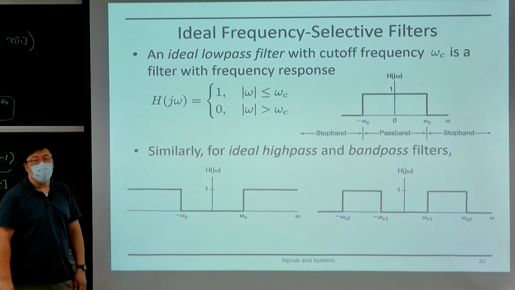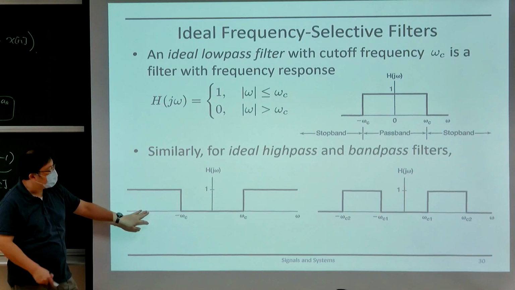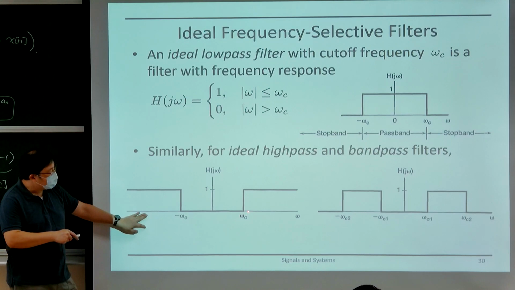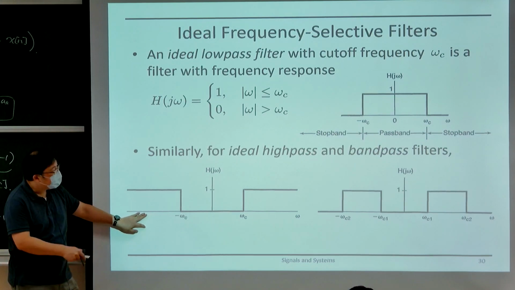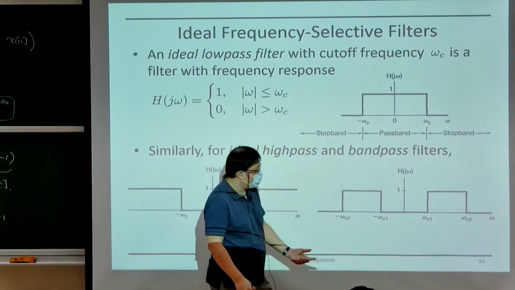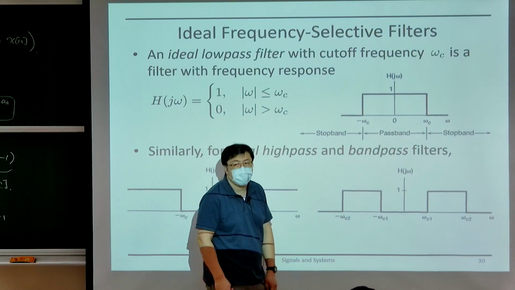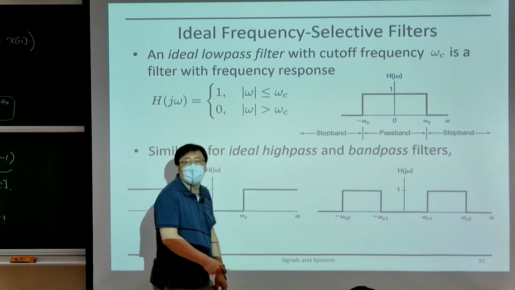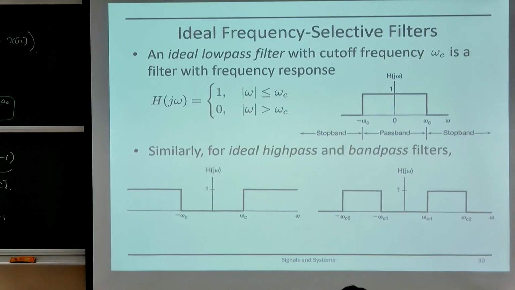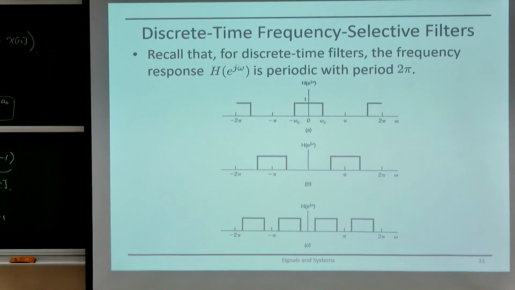So you can also define similar ideal high-pass and band-pass filters that look like this and this. Here we let through frequencies perfectly above omega c and suppress them perfectly below omega c. Or in the bandpass case, we let through signals perfectly between omega c1 and omega c2 and suppress all signals in other frequency bands. So this is the continuous time case. You can look at these things similarly in the discrete time case, where you can also define these ideal low pass, high pass, and band pass filters.